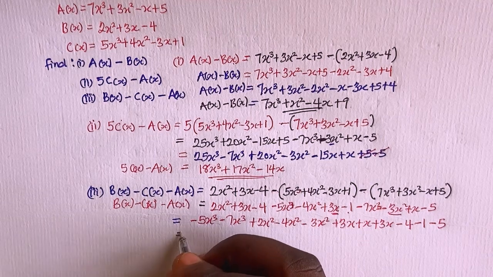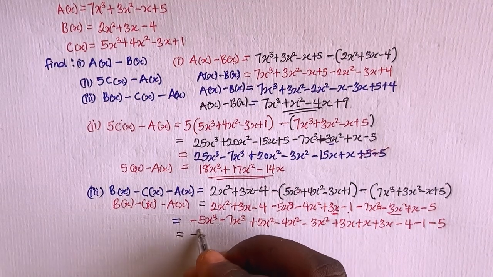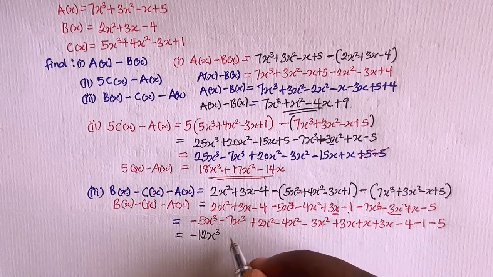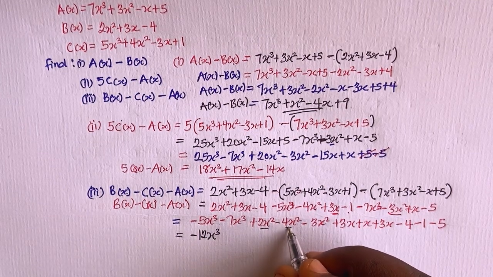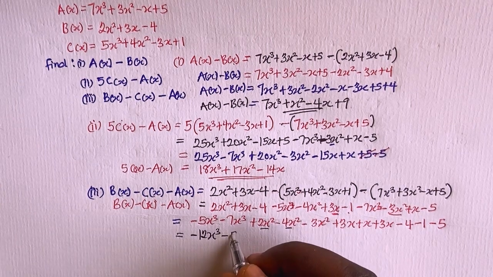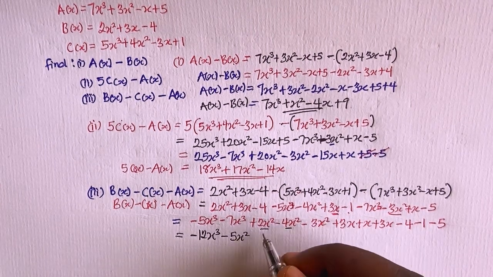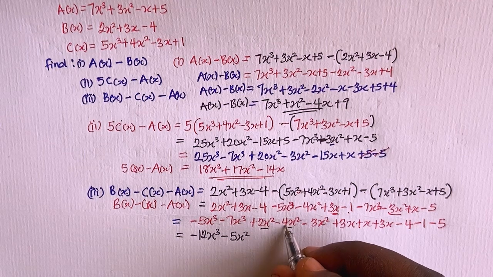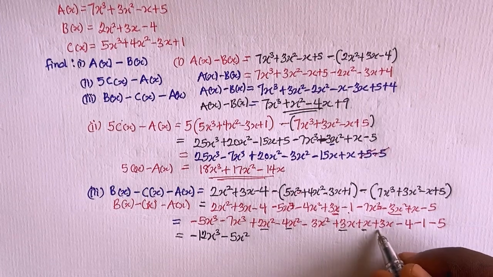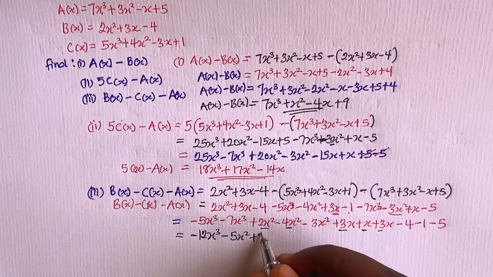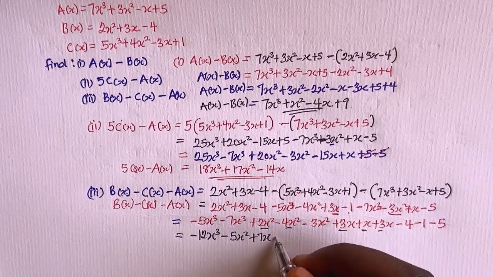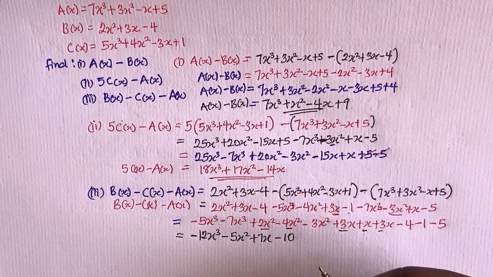Simplifying this, I'm going to have minus 12x to the power of 3, right? Then here I'm having plus 2 minus 4x squared, that's minus 2x squared. This is minus 5x squared, right? So this is minus 5, because plus 2 minus 4, that's minus 2, minus 3, that's minus 5. Then here minus 3 plus 1 plus 3, that's plus 7x, right? Then minus 4 minus 1, that's minus 5, minus 5, that's minus 10, right?